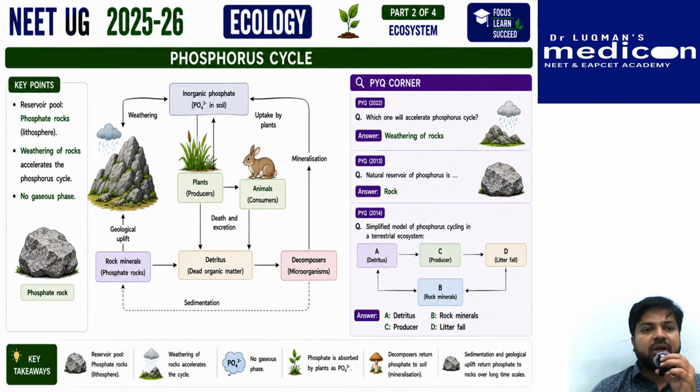Phosphorus cycle. Okay, key points are: the reservoir pool of phosphorus is phosphate rocks in the lithosphere of the earth. Weathering of rocks, weathering means breakdown, accelerates the phosphorus cycle. There is no gaseous state in the phosphorus cycle. Statement based questions can be asked. Stop the video and study how this phosphorus becomes a part of the whole biogeochemical cycle.